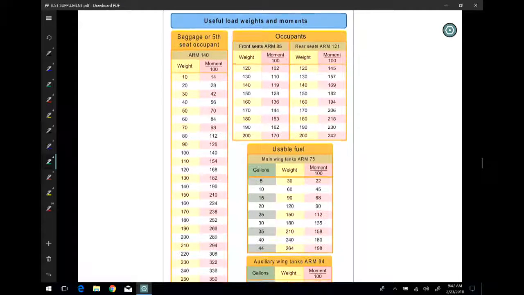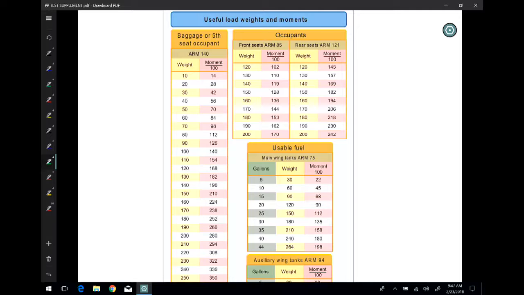As we look, on the column on the left, whoops, hang on a second. That's not the ink I thought I had on here. Stand by. There we go. As we look at this, we can see in the column on the left, baggage or fifth seat occupant, and you'll notice something here. You'll see that we have the weight. You'll also see that we have the arm expressed in inches, and we have the moment.